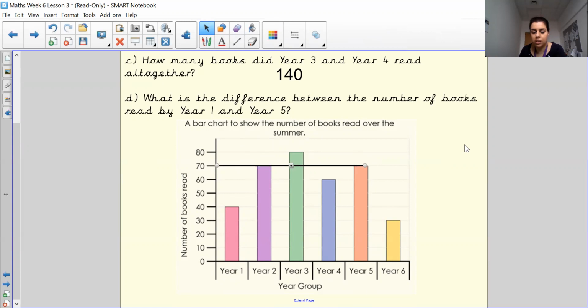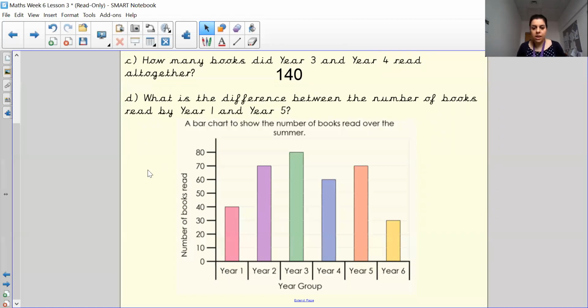So you need to know what the difference is. Have a think about how you can work out the difference. You've done this with coins because we worked out the difference between 2 values earlier on last week. So have a think for me of what you could do to work out the difference and then write down your answer. So pause the video now just to go through that for me, please.